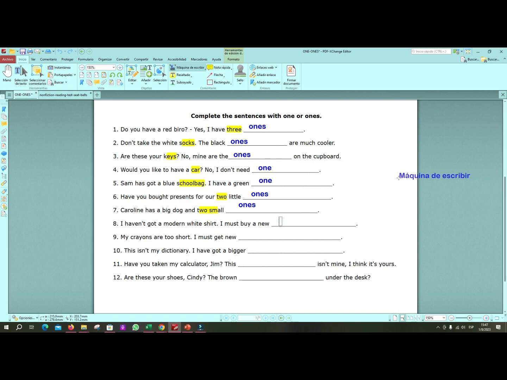Let's do the number 8. I haven't got a model shoe. I must buy a new one. As singular? Yes, because in that case you have an article there that is singular. So: I haven't got a model white shirt. I must buy a new one. Excellent. Thank you, Mr. Osmin.